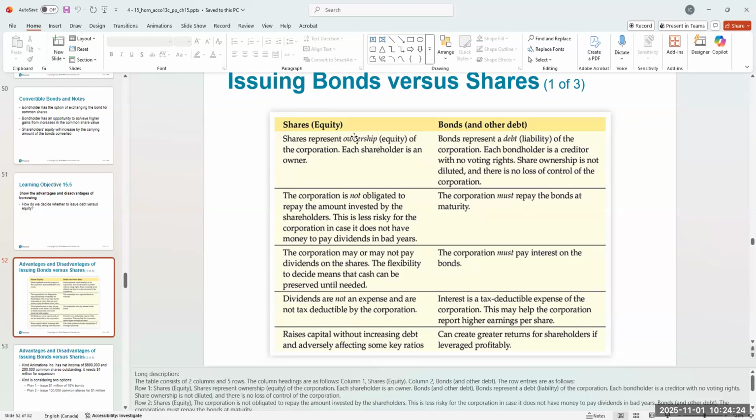What are the benefits? The benefit of shares is I can raise capital without increasing debt, whereas with bonds, you can create a return for the shareholders. If I leverage properly, it means that if you're paying 4% interest on the bonds, you make sure that you're generating at least 10% return. So of the 10%, 4% we're paying as interest on the bonds, and 6% you're keeping in the company.